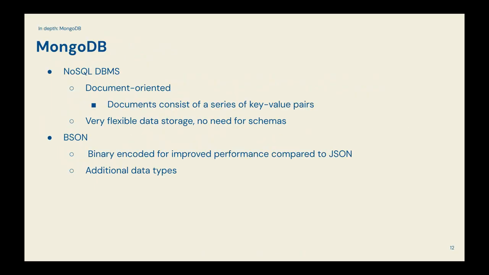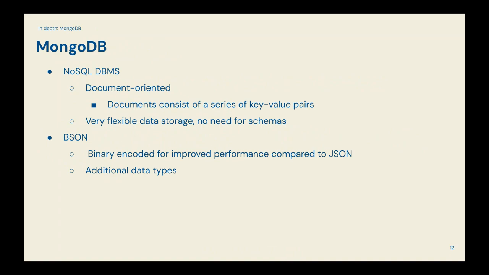MongoDB is a NoSQL database management system, and NoSQL database management systems are those that are not relational database systems like SQL. Unlike SQL, they're extremely flexible in how they store data. You don't need a schema. And instead of a table organization, the organization of the data is document oriented for MongoDB. These documents consist of a series of key value pairs where the key is a label and the value is the actual data that's being stored.